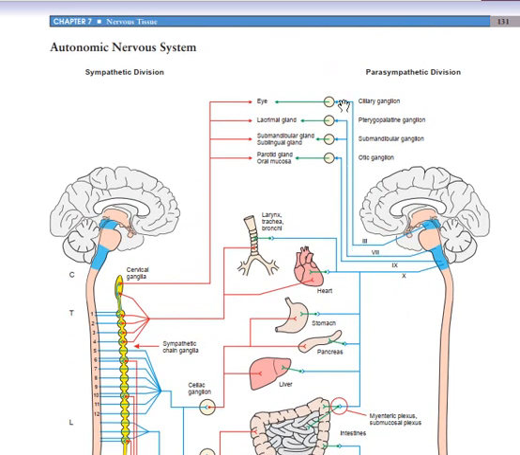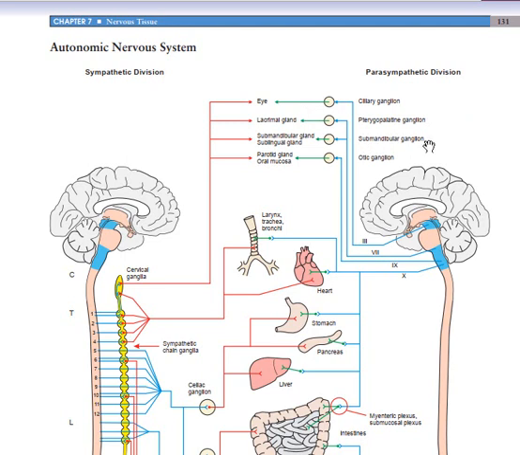For cranial nerve 3, you have the ciliary ganglion, which is going to supply the eye. For cranial nerve 7, you're going to have the first ganglion, which is the pterygoid ganglion, which is going to supply the lacrimal gland in the eye.